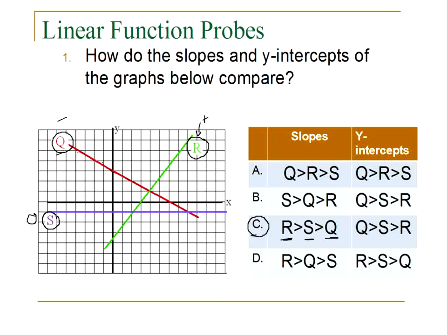To double check with the y-intercepts, what I can do here is recognize that y-intercept means the value of y when x is 0. And so it's, in other words, where it crosses the y-axis. And I see that q crosses the axis at the highest point. So y would be the greatest value for q, then for s, then for r, which is exactly what this says. So in this question, you didn't have to calculate anything to answer the question correctly.